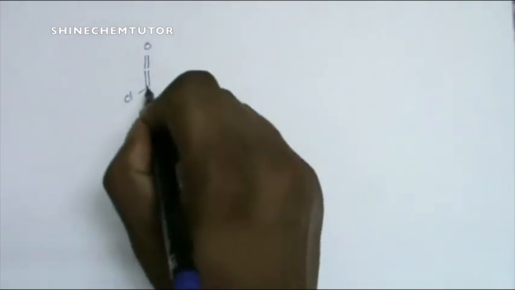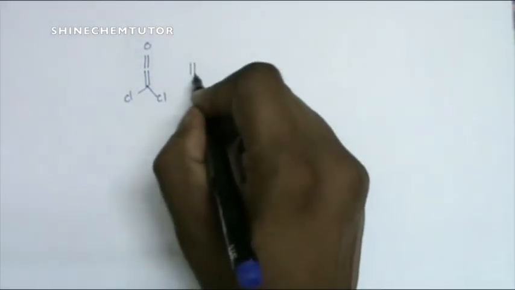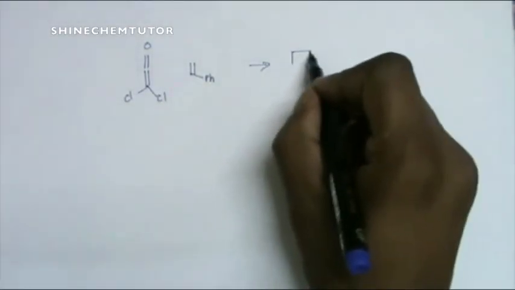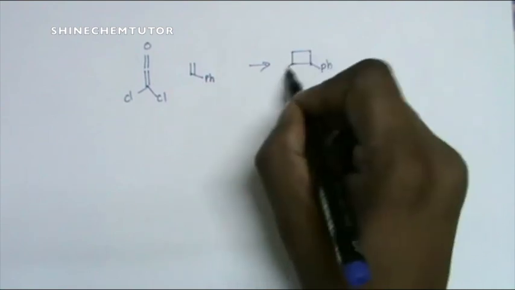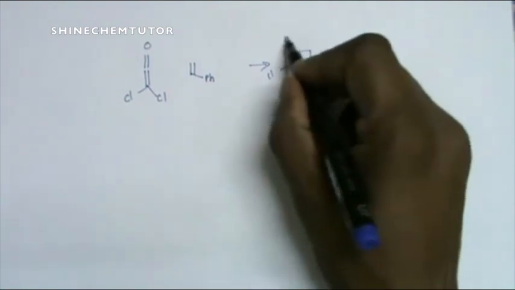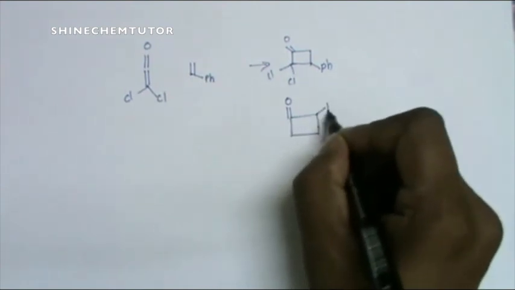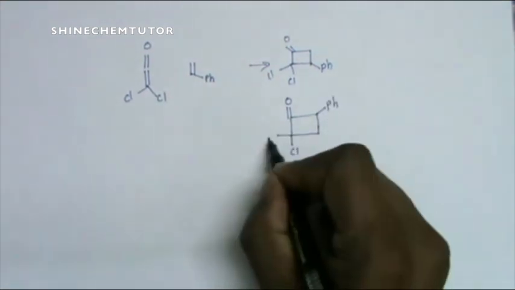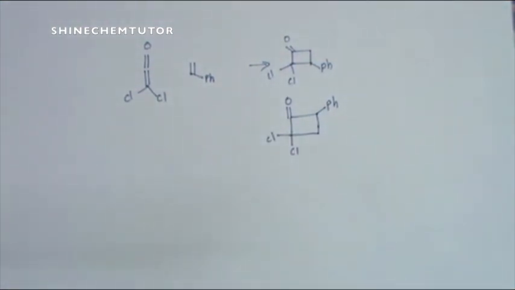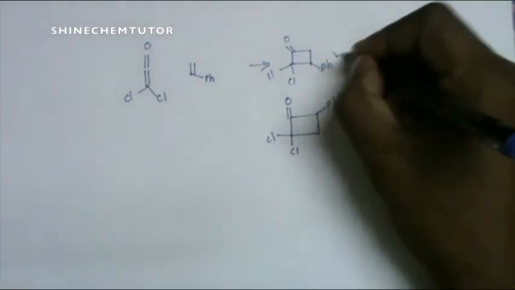Let us go for ketene. I go for the very popular dichloroketene. To this, if I add an alkene like this, what will be the product? Whether I will get this one or the reverse, like this. It is observed this one is more favored.